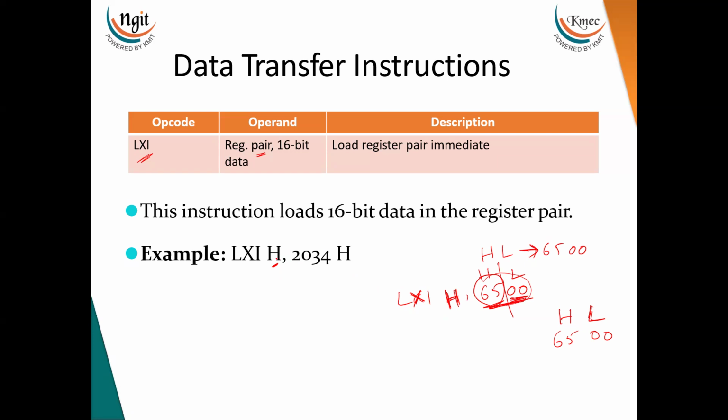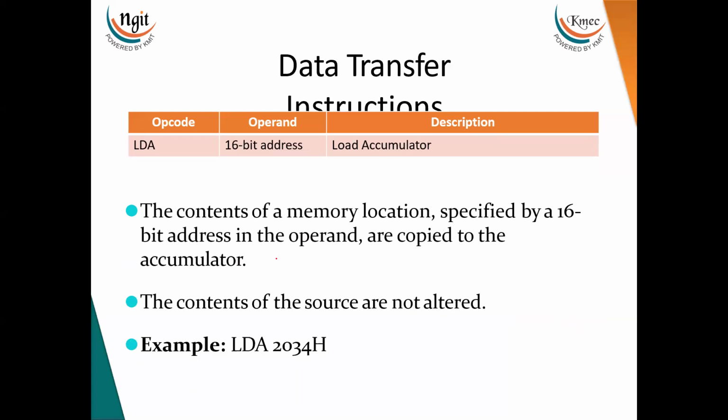This is LXI H. Now LDA address location means what? Loading the accumulator with this address location. Now in this address location, if some data is there, that data we are moving into the accumulator. So if this is the accumulator, this data we are moving into the accumulator. This is the LDA, load accumulator.